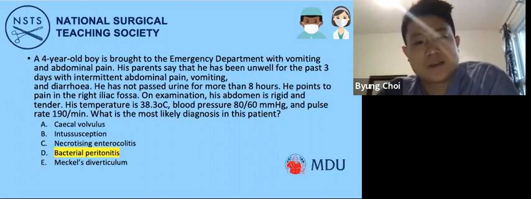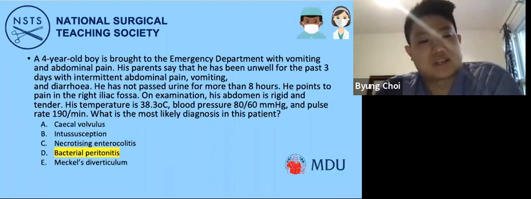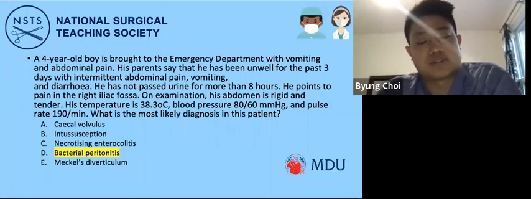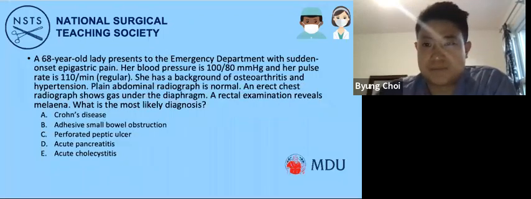Again, with a sigmoid volvulus, you're going to get a lot more of a bowel obstruction type picture, and less so with the diarrhea. In E, a Meckel's diverticulum, the key is diverticulum. It's not diverticulitis. Obviously Meckel's is in the right iliac fossa, but they wouldn't present this sick. So move on to the next question.